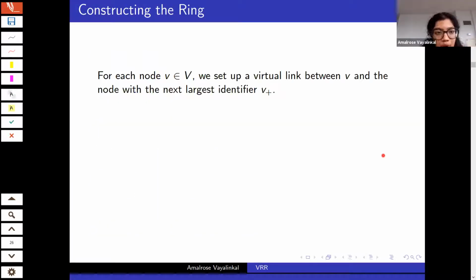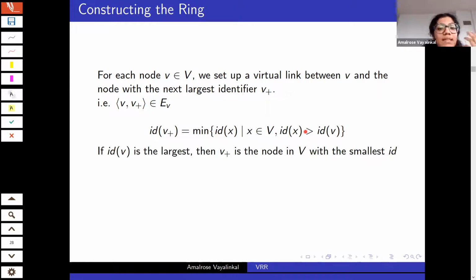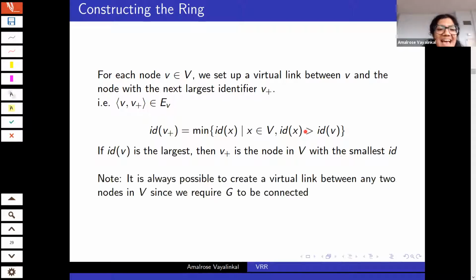So how we start this process is, for each node V, we set up a virtual link between V and the node with the next largest identifier, which we'll call V+. So there's a virtual link between V and V+ if ID_V+ is the minimum of all IDs that are greater than ID_V, okay? And if ID_V is the largest, then V+ is the node in V with the smallest ID. This is what gives us the circle, right? We just close the line that we create.